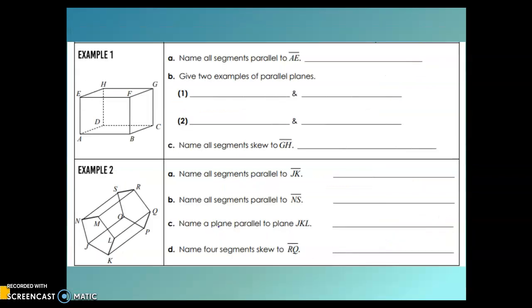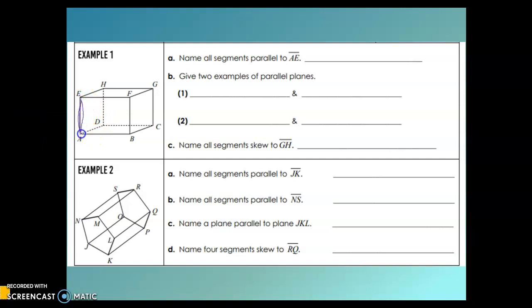All right, let's take a look at some examples and identify some parallel lines, planes, and segments. Now, I'm not going to write all of these out for the sake of time, but I am going to say them verbally. So make sure that you are listening and writing these down in your notes. So the first thing that we want to do is name all the segments that are parallel to AE, segment AE. So let's find AE.